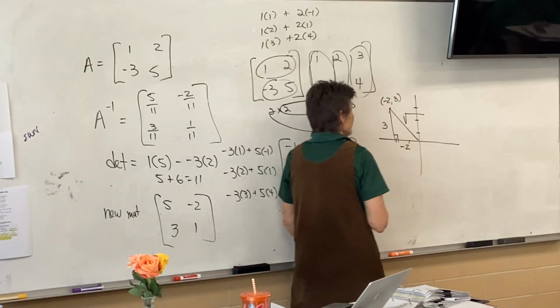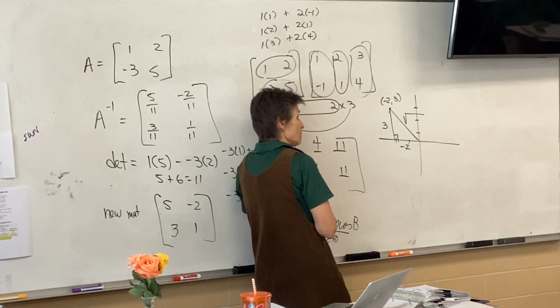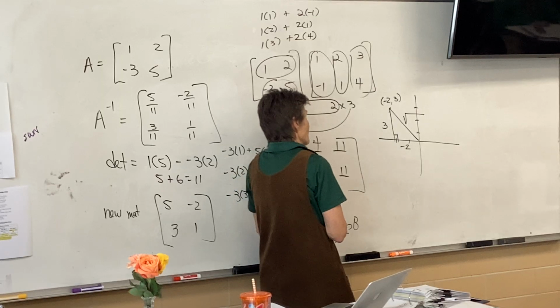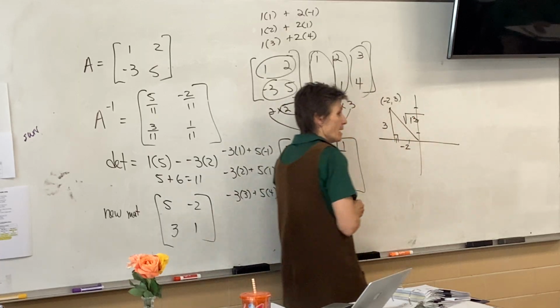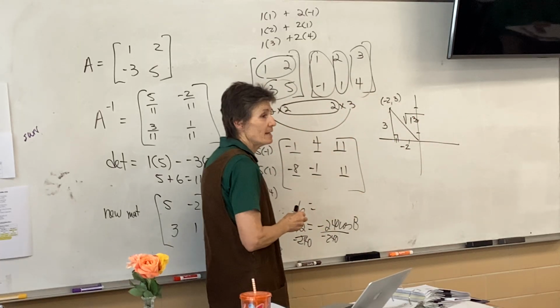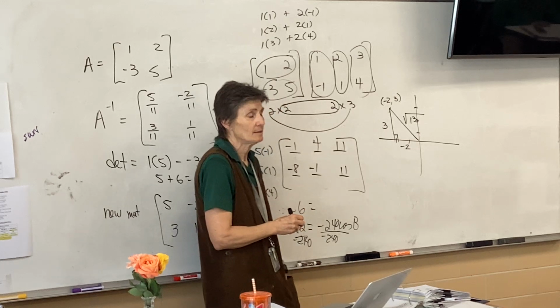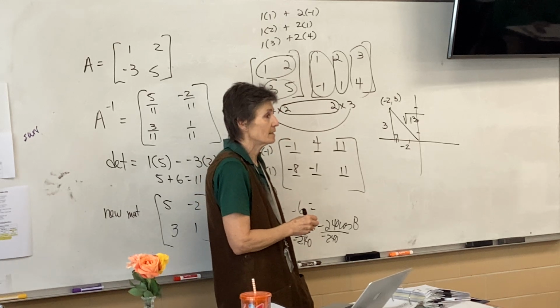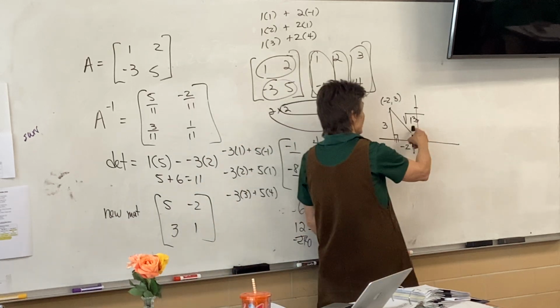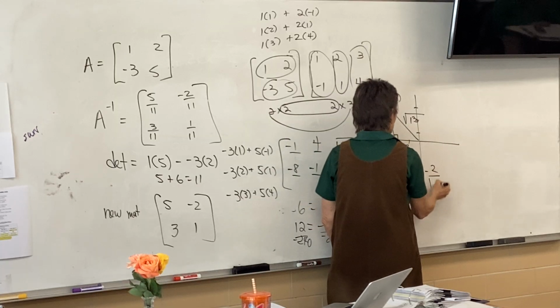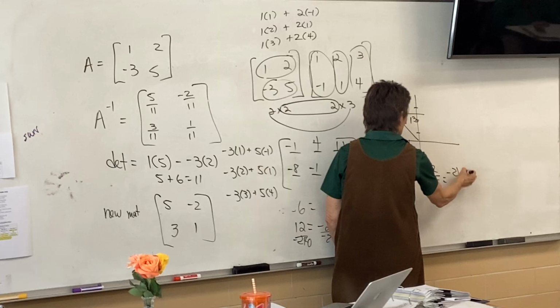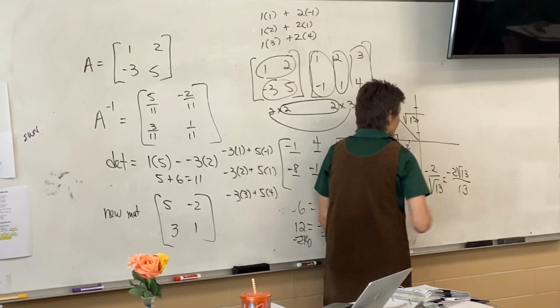Pythagorean theorem says that will be root 13, 4 plus 9. And cosine is adjacent over hypotenuse. So the cosine is negative 2 root 13 over 13.